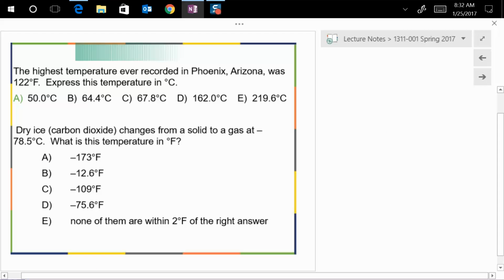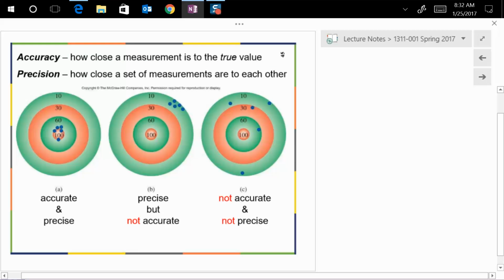The highest temperature ever recorded in Phoenix, Arizona was 122 degrees Fahrenheit. More Fahrenheit. All right, don't worry about those. I'm done with this Fahrenheit to Celsius nonsense. Okay. Let's talk about accuracy and precision.